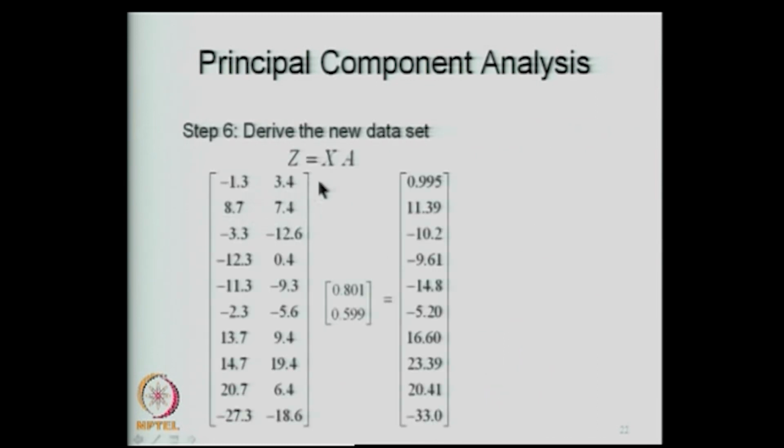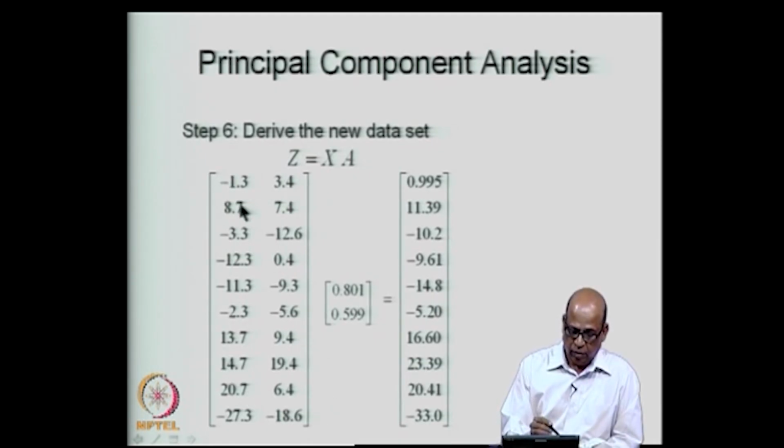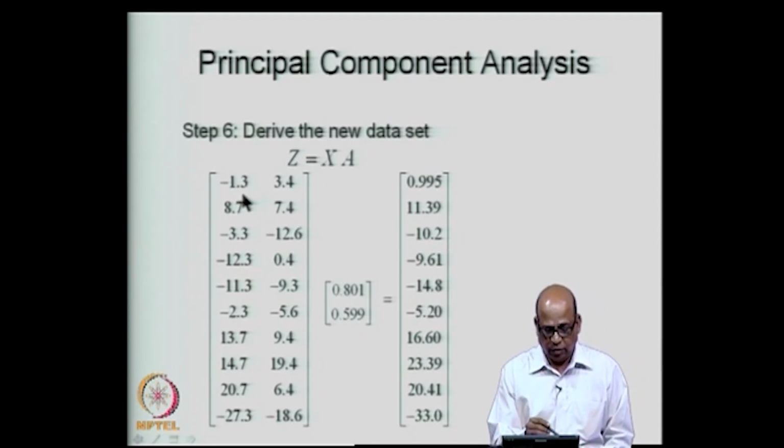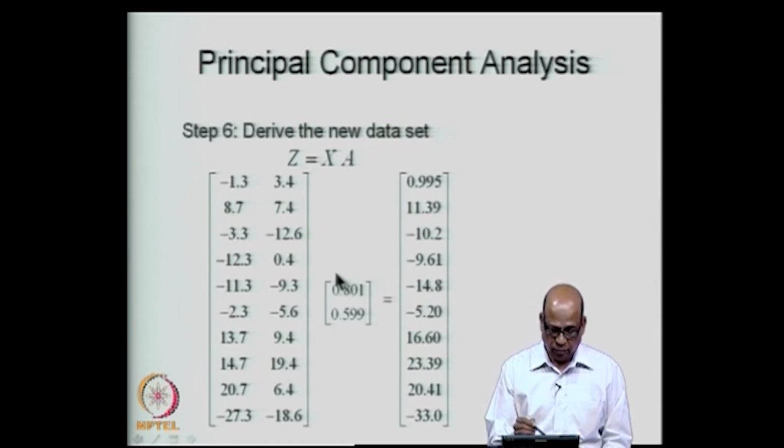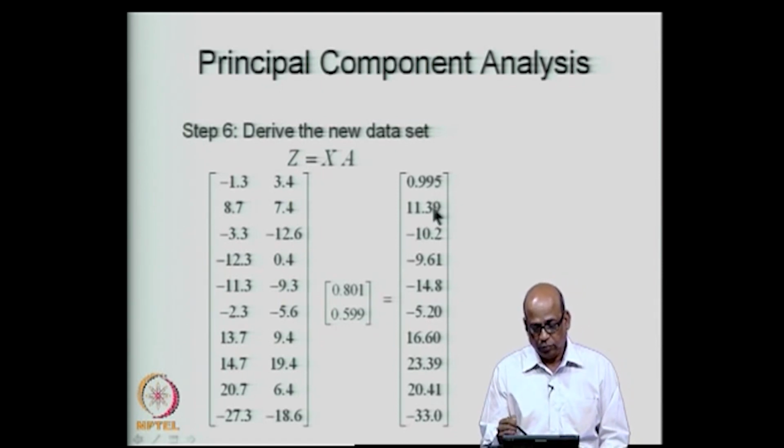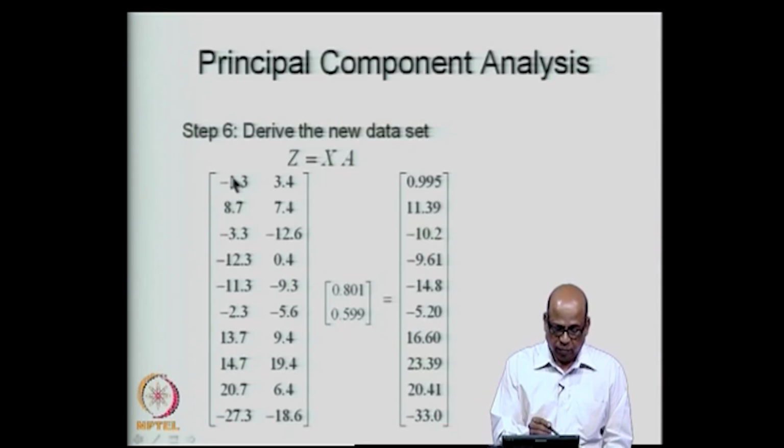Then with this we obtain the new data set. This was your original data set, minus 1.3, 3.4; by original I mean these are the data sets that you use for the analysis. This is x and this is your A. These are the data sets formed with the deviations from the mean, and this is A, and you will get Z as the new data set. What has happened now? The original p by n matrix has been converted into a 1 by n matrix. So, this is the transformed data.